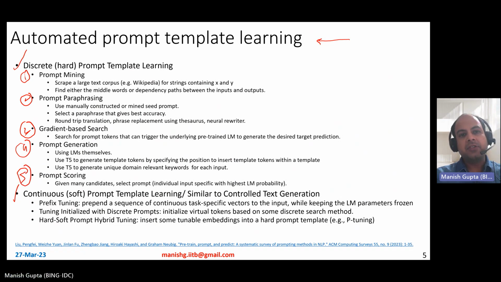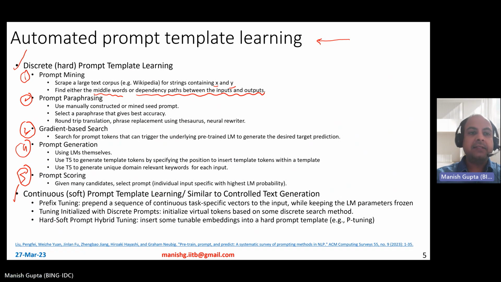So let's say I want to come up with some prompt for a particular task where the input is X and the output is Y. I can basically go to Wikipedia and try to scrape a large text corpus. It could be Wikipedia, it could be some other corpus, and look up strings X and Y. So whatever sentences contain the strings X and Y, I'll try to find the middle words or dependency paths between inputs and outputs. And they help me define the prompt appropriately.